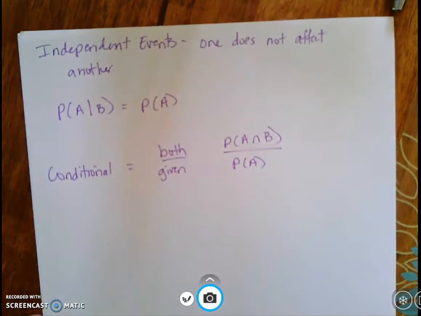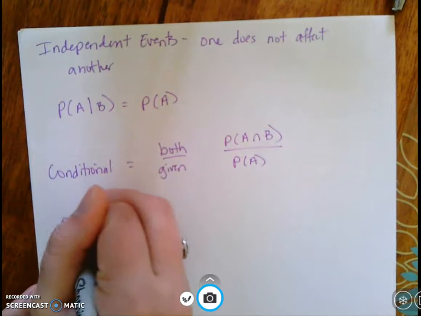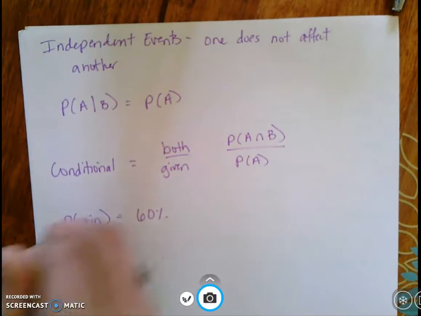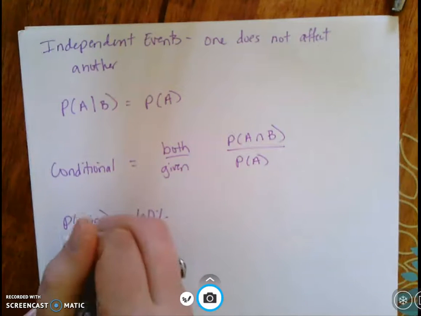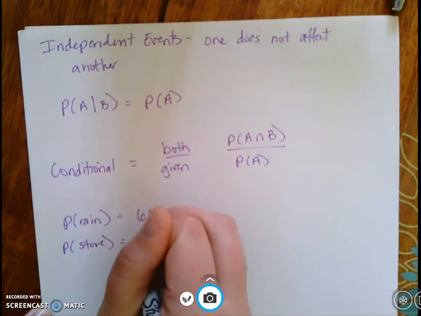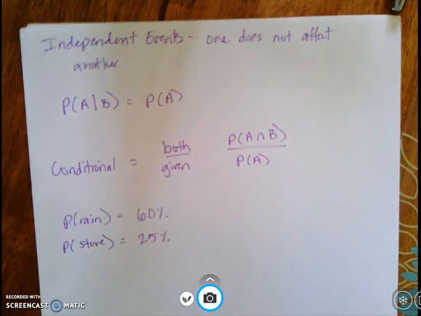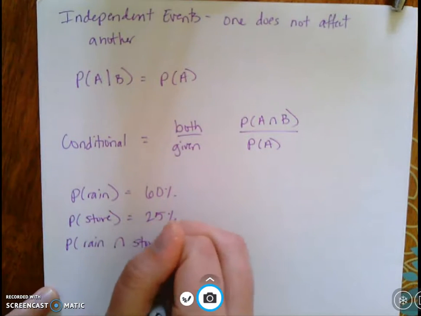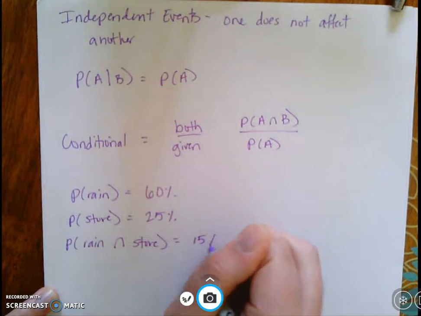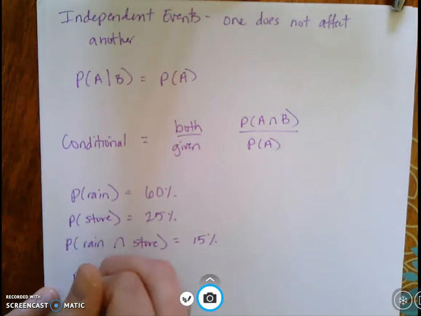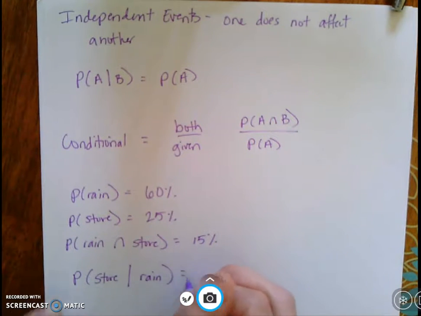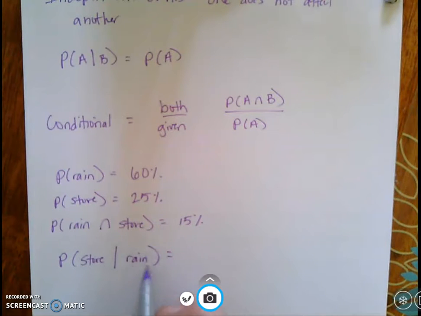So the way this would look, I'll do an example. Let's just say the probability that it's going to rain today is, we'll go 60%. And the probability that I have to go to the store today is 25%. And the probability that it rains and I have to go to the store is 15%. Okay, so I need to find the probability that I go to the store given that it rains. This bar here means given. Okay, remember, it is both over given. So the second part is always what's given.